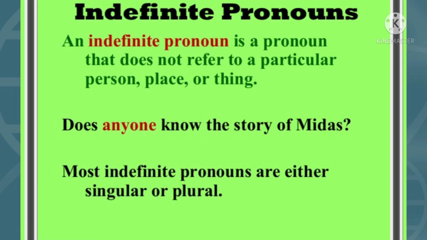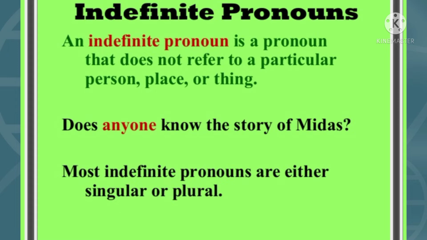The next type of pronouns are called indefinite pronouns. What do you mean by indefinite? The word means that which is not particular. When we studied the definite article, we must remember that it is used to point out a particular object or particular thing. Here, an indefinite pronoun is a pronoun that does not refer to a particular person, place or thing.